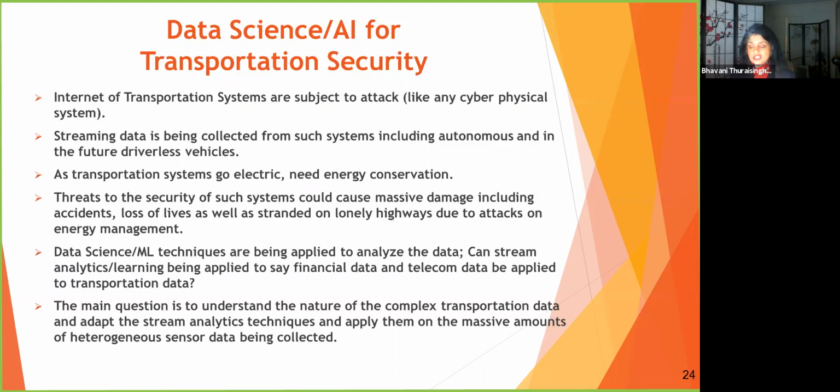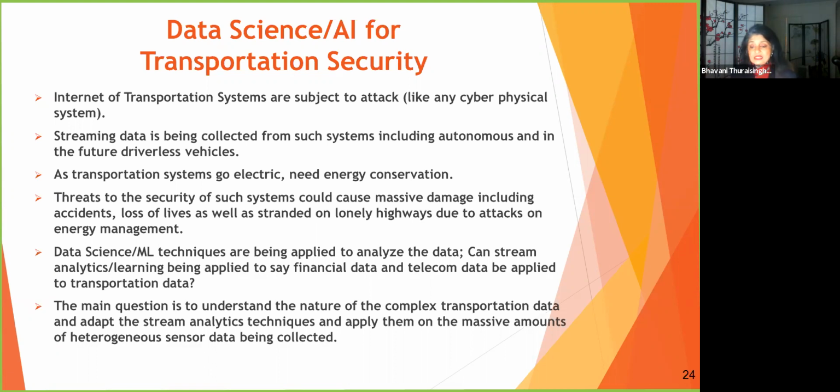As transportation systems go electric, we need energy conservation. Threats to the security of systems could cause massive damage, including accidents and loss of lives. What happens if you're stranded on lonely highways, if they attack our energy system, right?